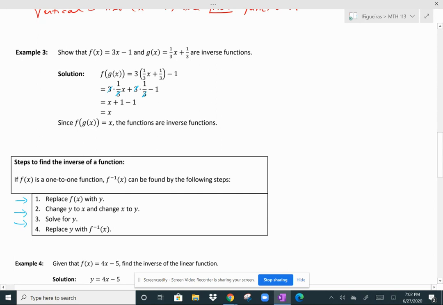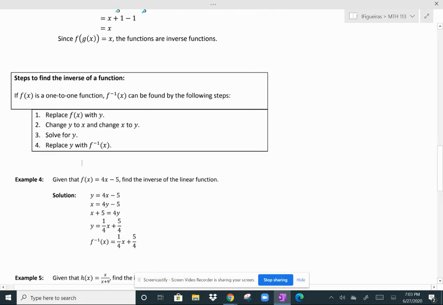And then how you solve it depends on what type of equation you have, whether it's linear or quadratic or radical or rational. You have to solve for y. And then once you get y alone on one side, you replace the y with that notation, f inverse of x, which means you have found the inverse function. There are times when the domain might have to be restricted on what f inverse is in order for it to remain as an inverse function. And so we'll look at an example of that later on.